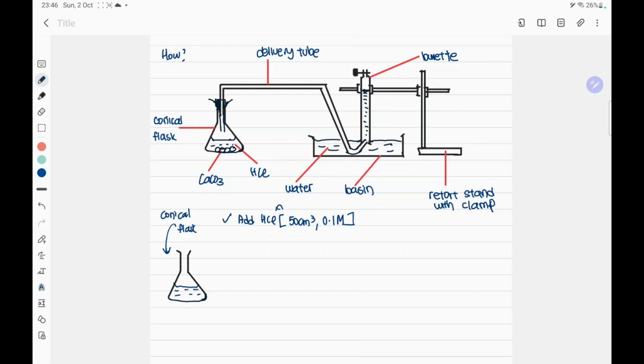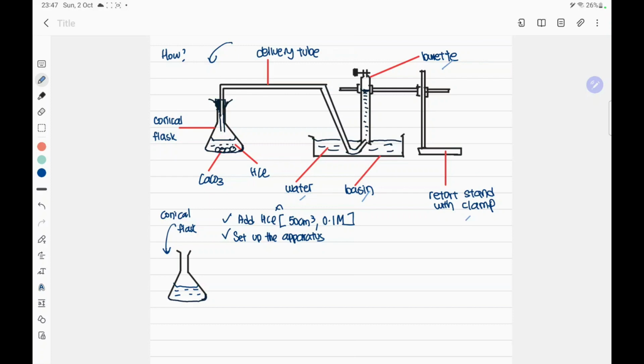After we have added the acid into the conical flask, the next step is to set up the apparatus as shown in the diagram above, which is this huge diagram right here. It might look complicated, but it is actually not, and we are going to focus on this part right here, how we set up this part. For the basin part, you can see that we have one basin, we have water, we have a burette, and we have a retort stand with clamp.